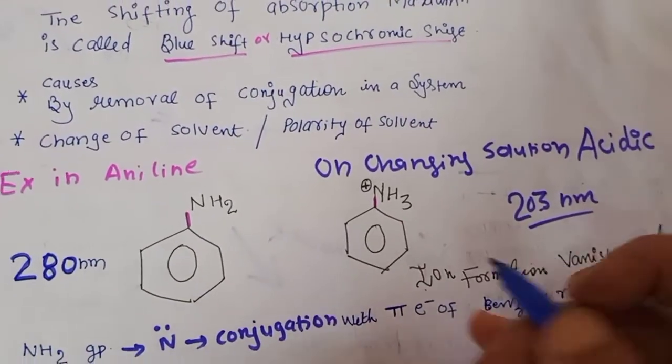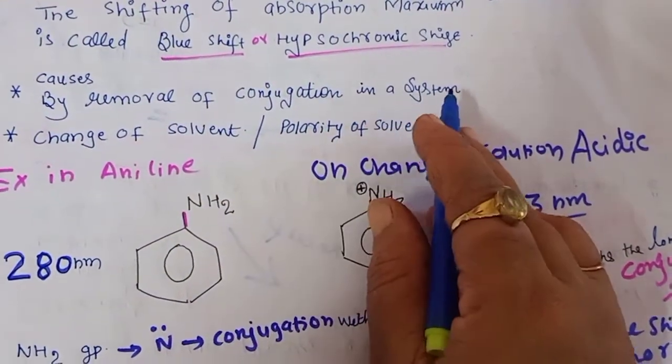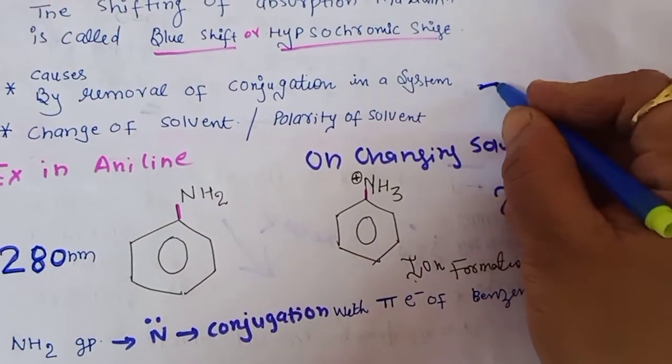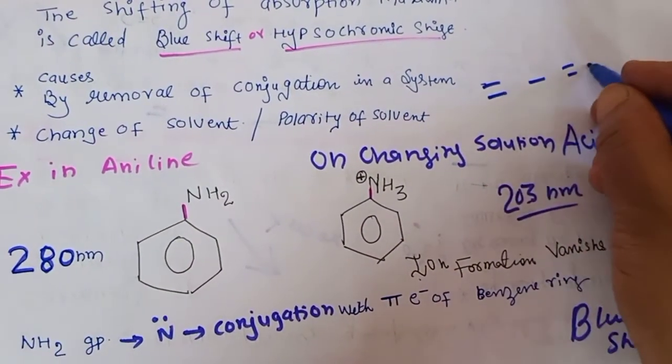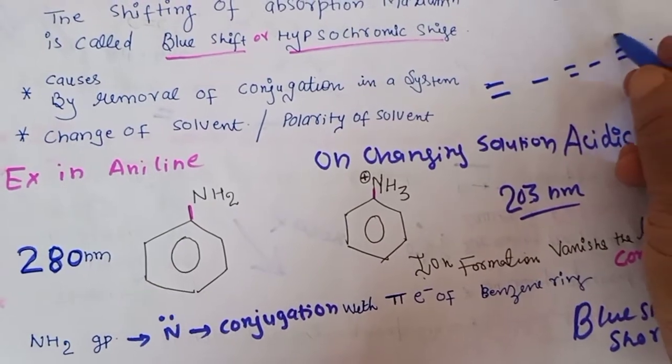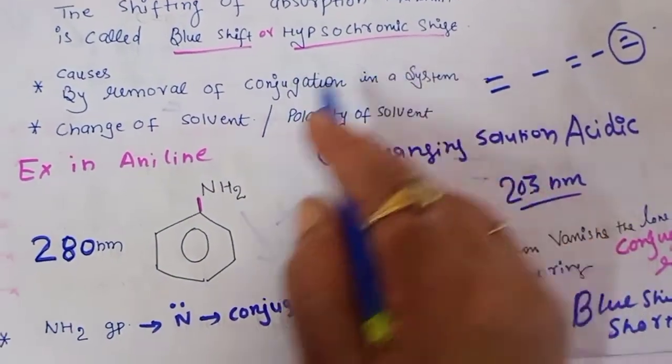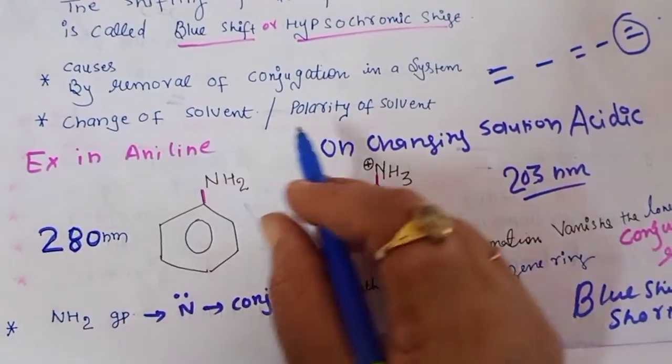If the conjugation is removed from the system, means if the triple bond, if one of the bonds is removed from the conjugation, so it will be your hypsochromic shift. Or we can change the solvent or the polarity of the solvent.